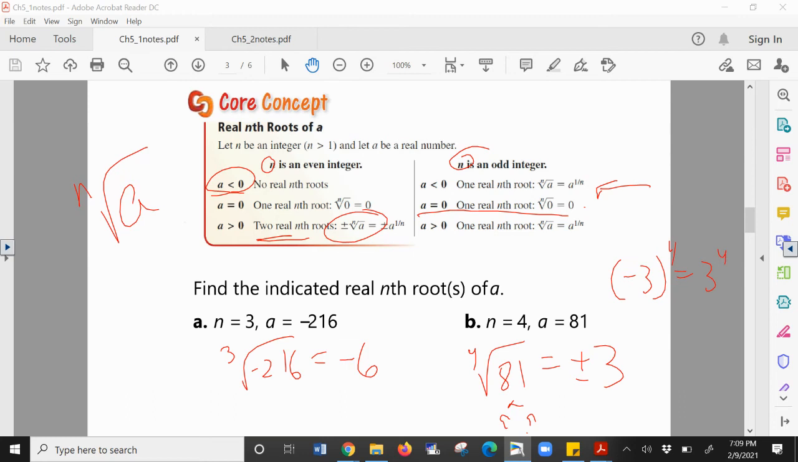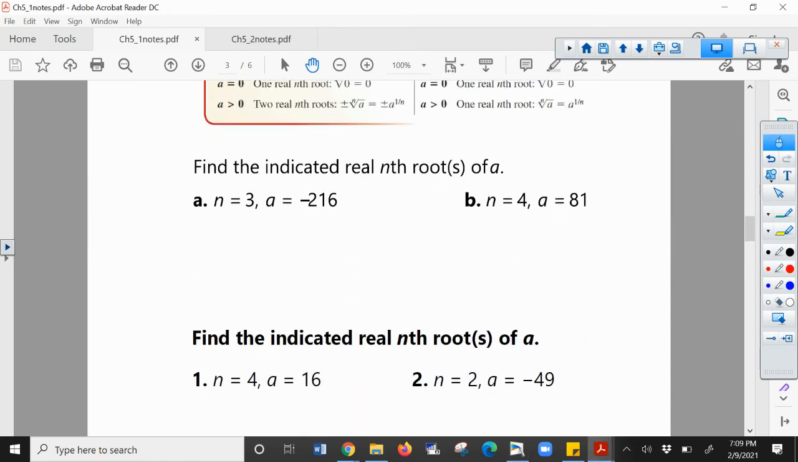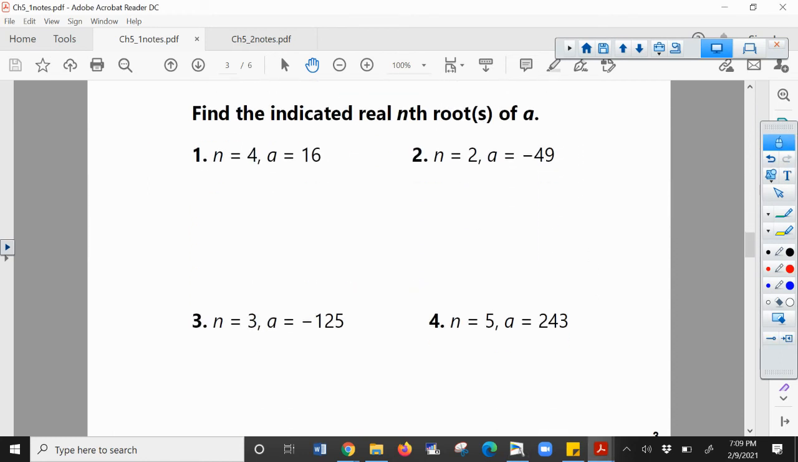We don't usually think about that with square roots, because square roots are defined by the positive part of the thing. All right, so you can do some practice if you need it. Try some practice here. Pause the video. If you want to skip this, then skip it.